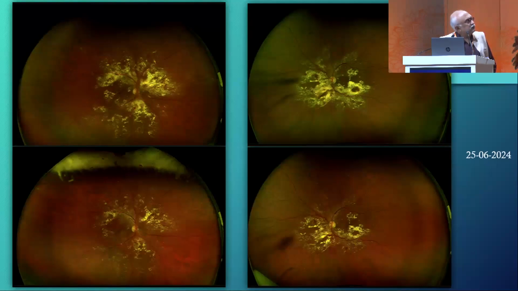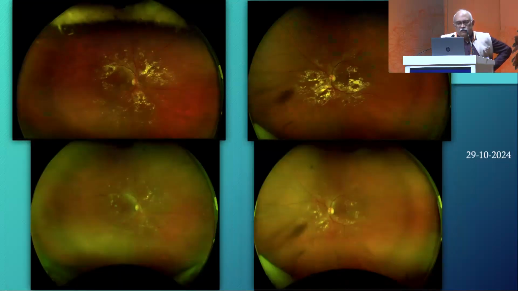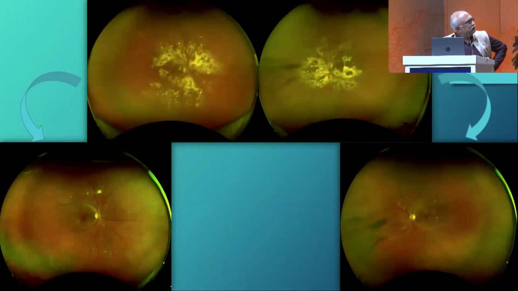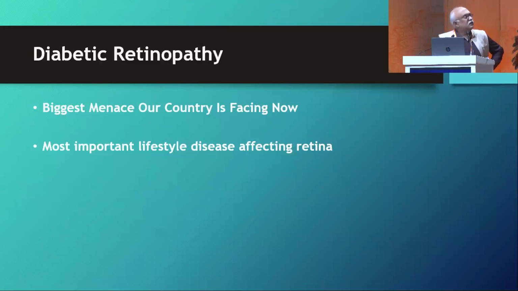The triglycerides were more than 600 with total cholesterol also very high, and without doing any injection or laser or anything like that, we just started anti-lipid treatment, and gradually you can see the exudates all cleared. The patient was given a fenofibrate and rosuvastatin combination, and over 1 year it has become like this, absolutely gone. So this is the importance of checking hyperlipidemia in a case of diabetic retinopathy.